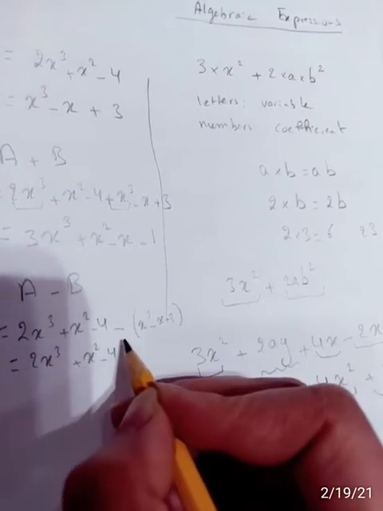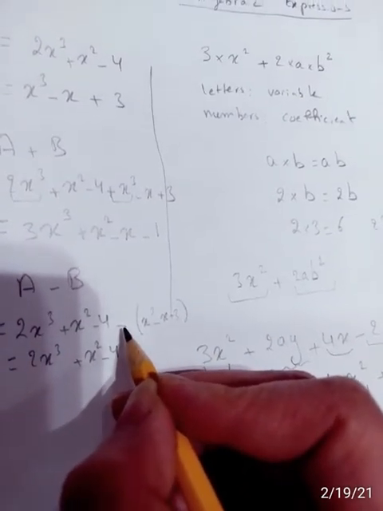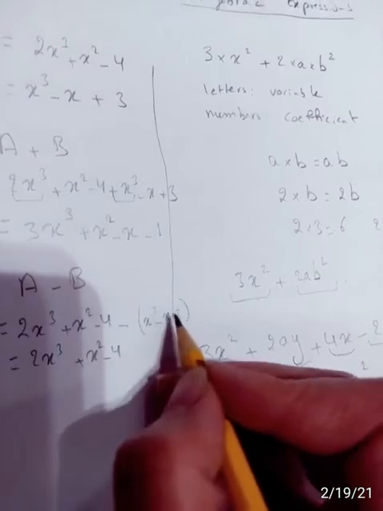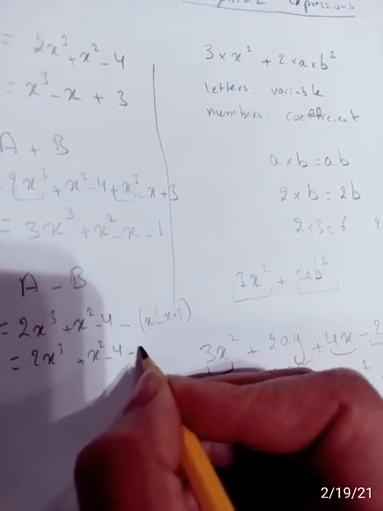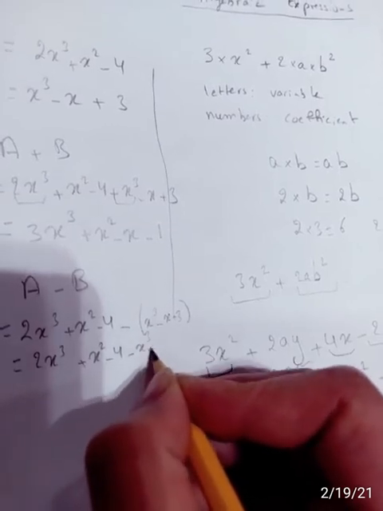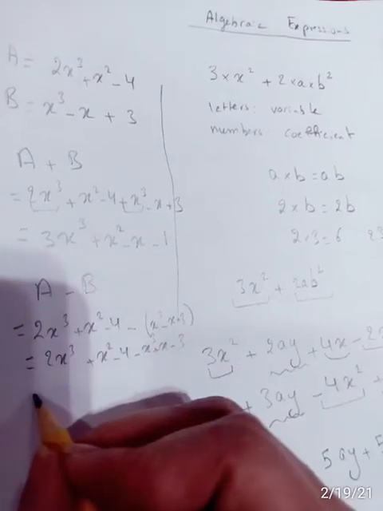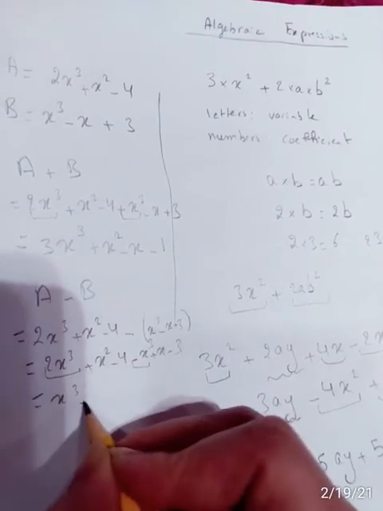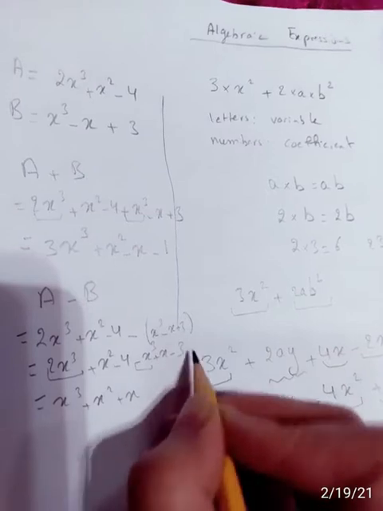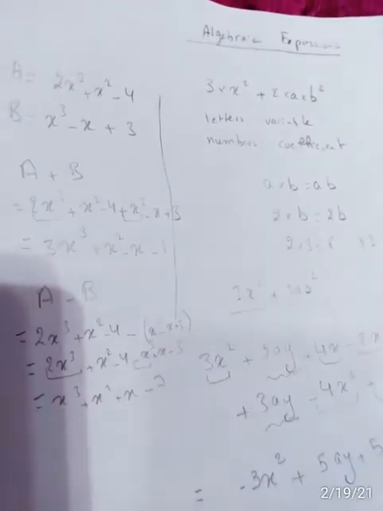I have a bracket, I have minus, so I should multiply the negative sign with each term in this bracket. So I should change all the signs inside the brackets. Minus x cubed plus x minus 3. Then I should reduce like terms. x cubed plus x squared plus x, minus 4 minus 3, it's minus 7.